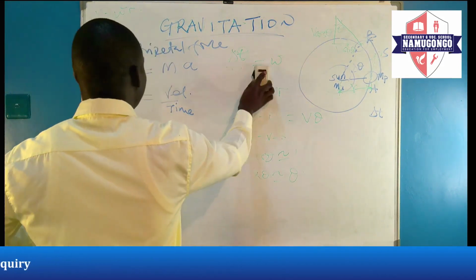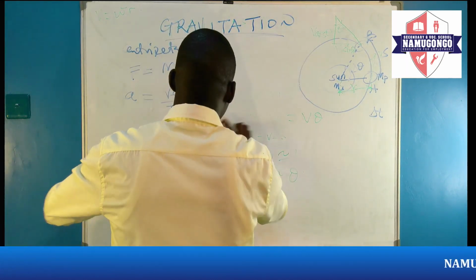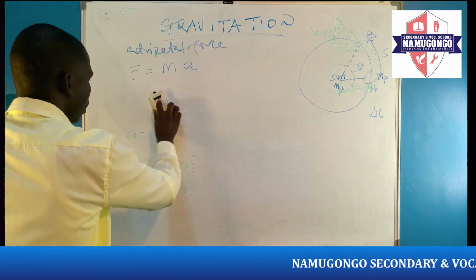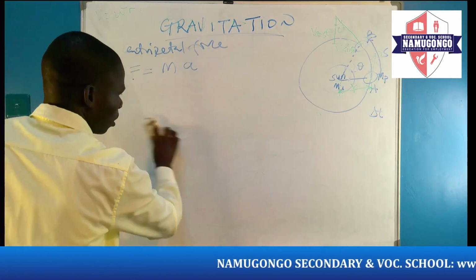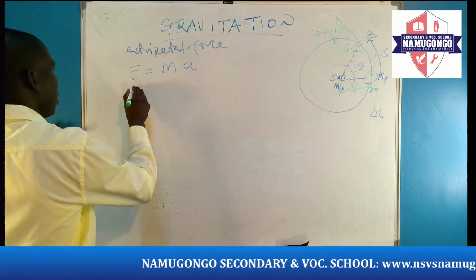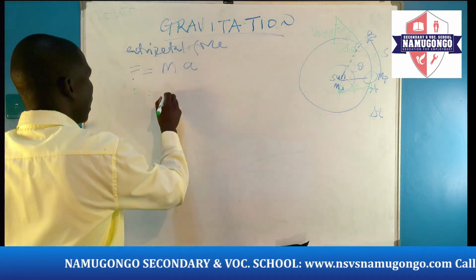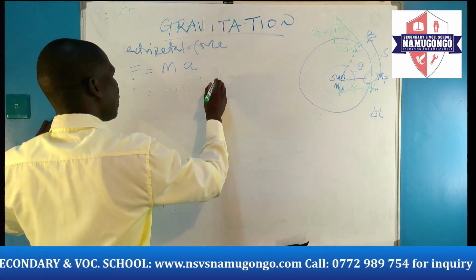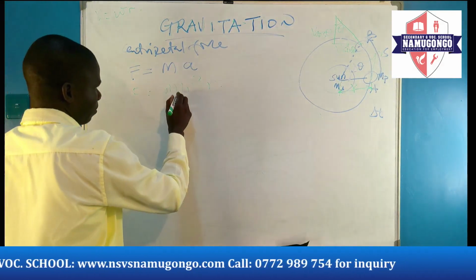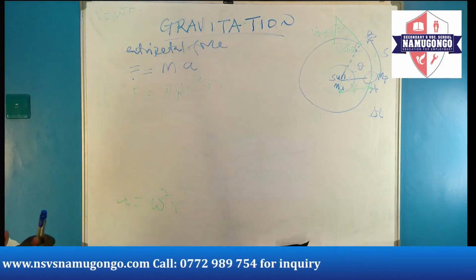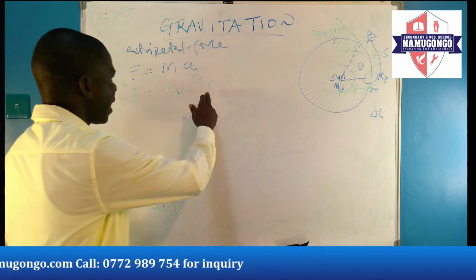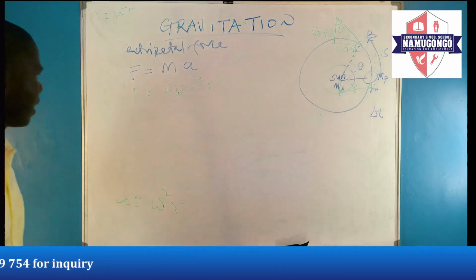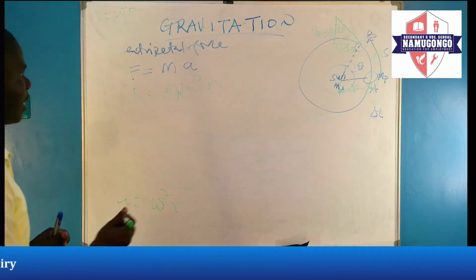Now, after getting an expression for centripetal acceleration, we can say that centripetal force F is given by m times a, which is m omega squared r. This mass is the mass of the planet, and r is the radius of the orbit of the planet around the sun. That is one force.